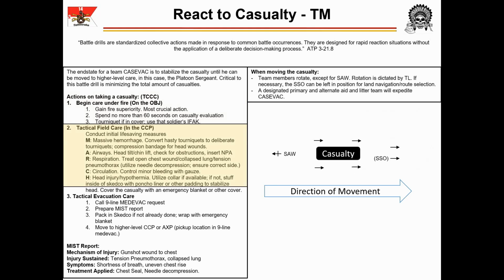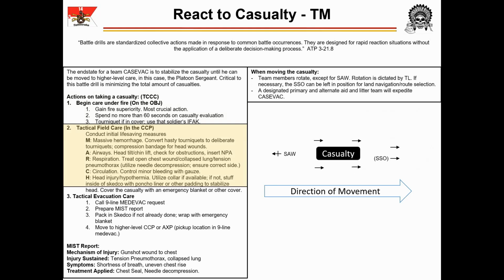R stands for respirations. Apply a vented chest seal to open entry and exit chest wounds. Treat tension pneumothorax by decompressing the chest at the mid-clavicular line at the second and third intercostal space using a 3.25-inch 14-gauge angiocatheter and a needle chest decompression. This is what we call a needle decompression kit.